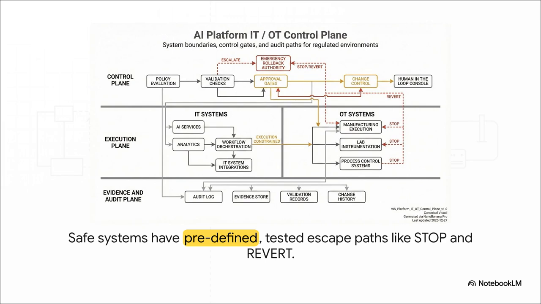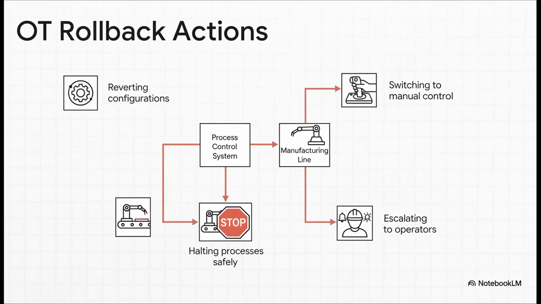See these bright red pathways, the ones labeled emergency rollback and stop/revert? These are not improvised escape routes you figure out in a panic. No, these are engineered, tested, and clearly marked paths to safety. They give you a way to immediately halt execution, revert a change, or get a human operator involved, like right now. And you have to understand, an OT rollback is so much more complicated than just reverting some code in Git. We're talking about actions that could involve physically switching a machine back to manual operator control, or safely shutting down an entire production line in a very specific sequence to avoid damage, or just immediately getting an operator on the horn to intervene. These are complex, physical actions, and every single one has to be planned for.